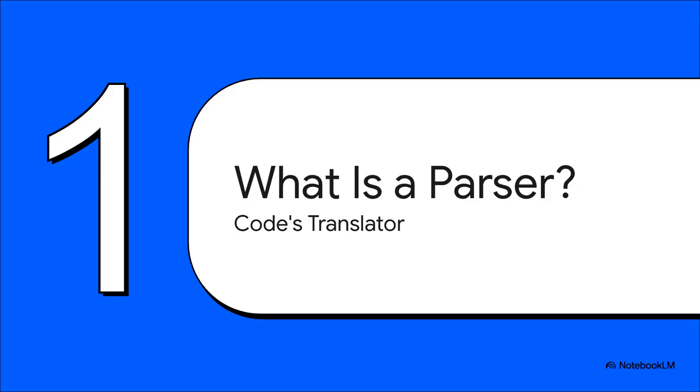All right, first things first. What is this thing? You can think of a parser, or a syntax analyzer if you want to be fancy, as the bridge between you and the computer. It's basically the grammar police for your code. It checks to make sure everything you wrote actually follows the rules of the programming language.